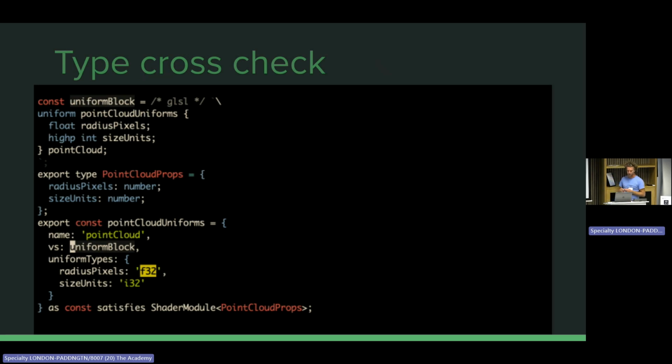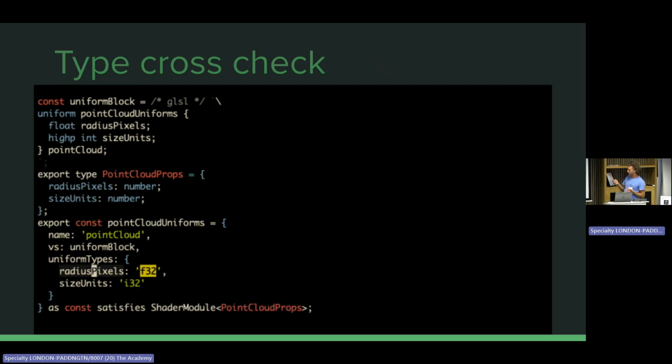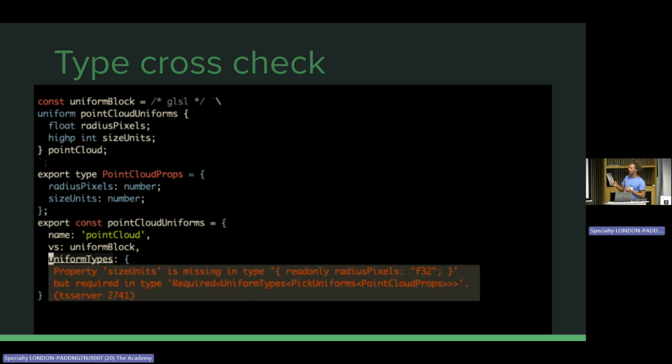Just to give an example here, if I go to radius pixels and misspell it, it's going to instantly complain, well, that's not right, because in my props I want that to be spelled correctly. If I go and delete this, it's going to complain, well, you forgot to add a size units prop.